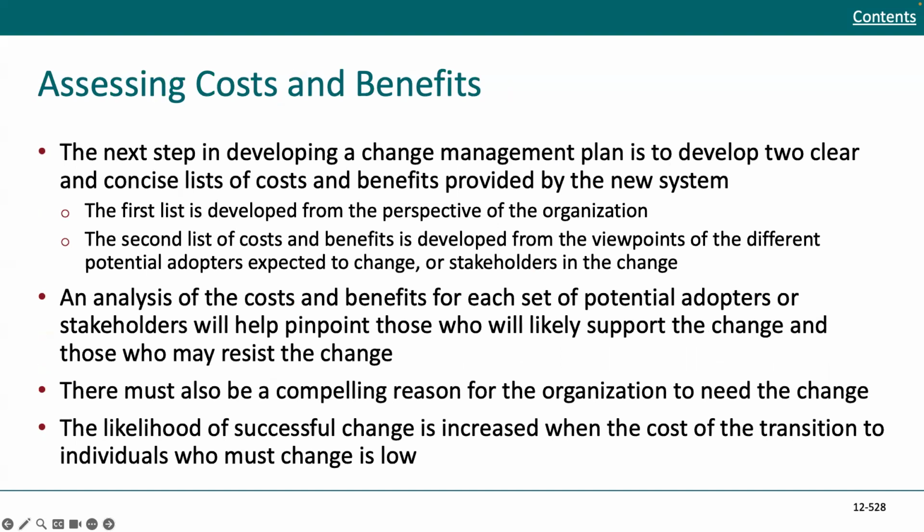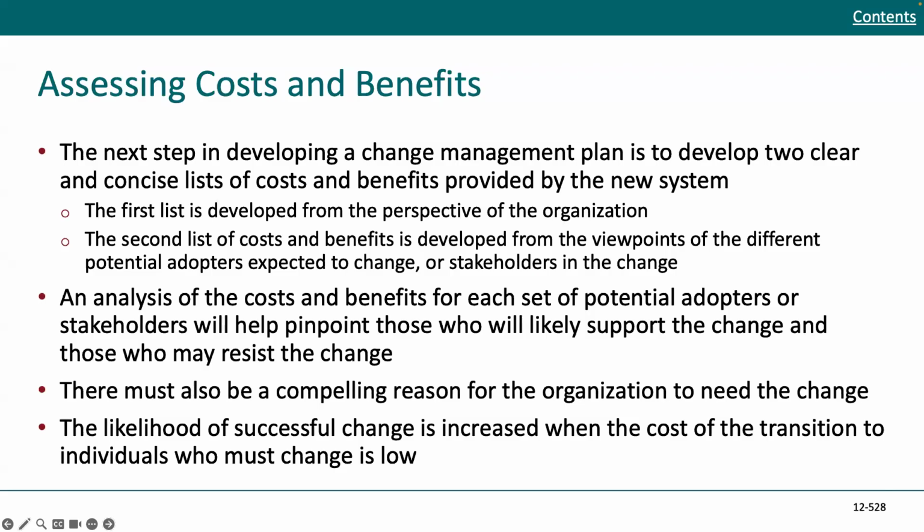In terms of assessing the costs and benefits, the next step in developing a change management plan is to develop two clear and concise lists of costs and benefits provided by the new system. The first list is developed from the perspective of the organization. The second list of costs and benefits is developed from the viewpoint of the different potential adopters expected to change, or stakeholders in the change.